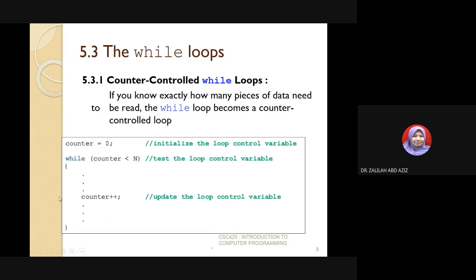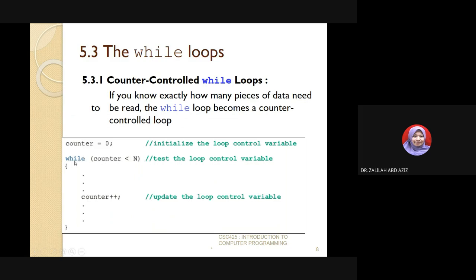So if we can still recall, for loop dia ada initial value. So macam for int i equal to 0. So that is to initialize the loop control variable. So this one is counter, example counter equal to 0. This one is the initial lah. And then while counter less than n is to test the loop control variable. Yang ni the condition, if this is true, then baru dia akan buat statement ni. And then this counter plus plus is to update the loop control variable. It is similar to for statement.